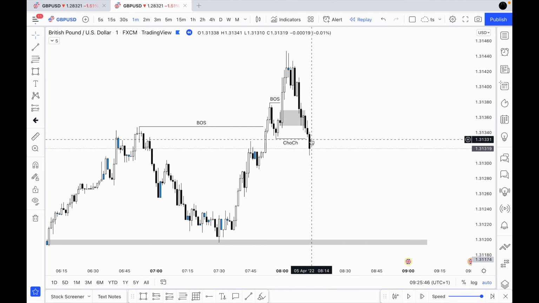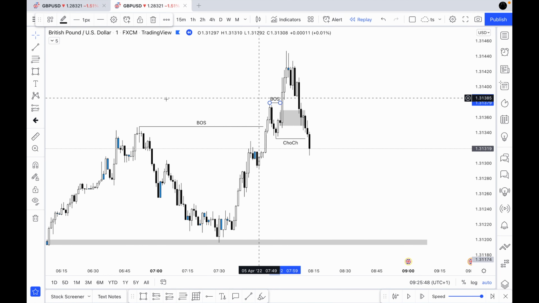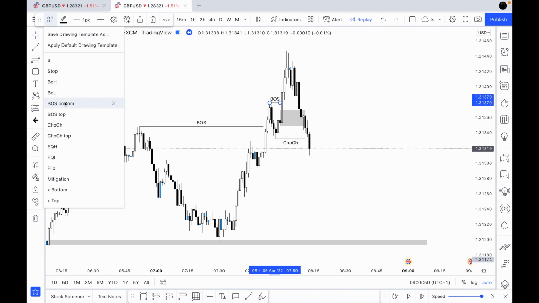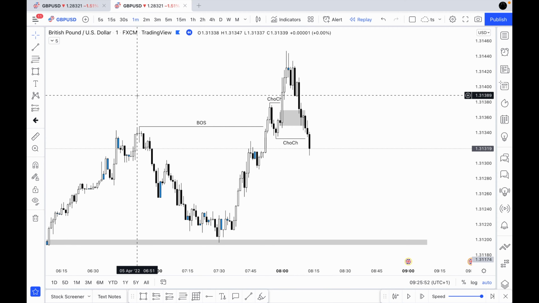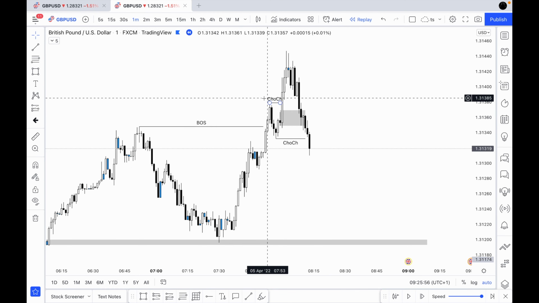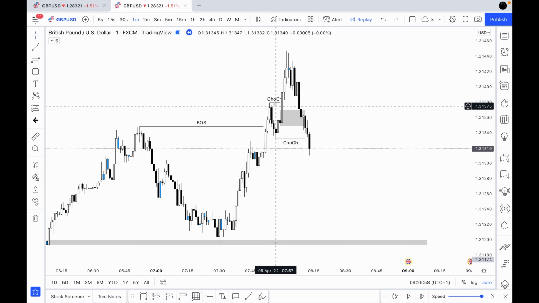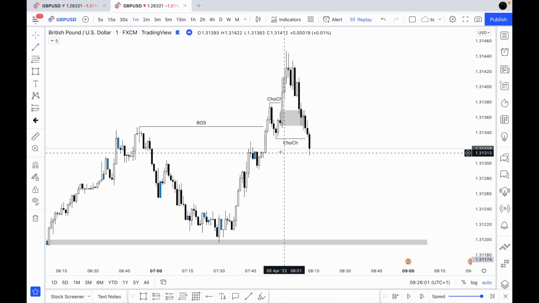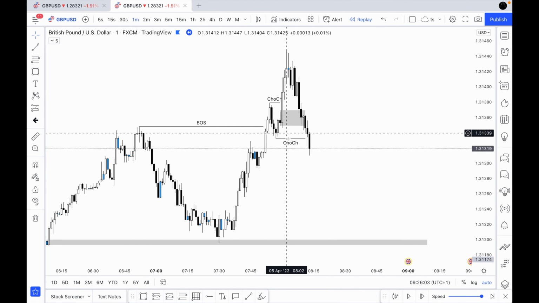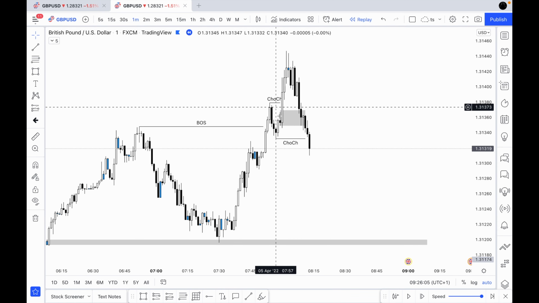We've broken the higher low. Now at this point, this is where I change this break of structure to say ChoCh. The reason I do this is because this break of structure is needed before this break of structure here. So it's these two together that create the ChoCh.